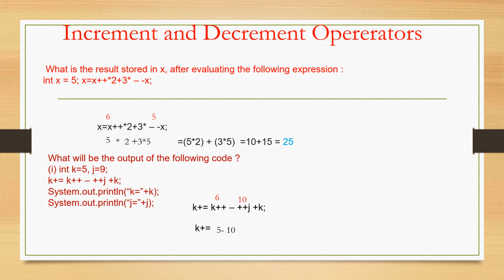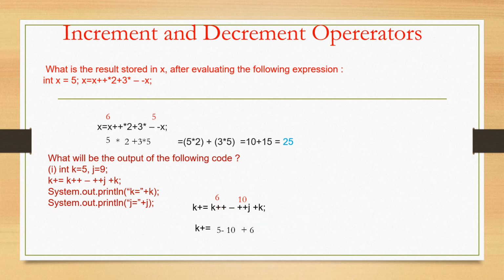Here j was 9. Here we can see j is 9. So plus plus j means first of all change the value and then use it. So 9 plus 1 10, and then use in the expression. Plus k. The last value of k is 6. So that will be taken here. Here we are not having prefix postfix. So last value of k will be taken here.